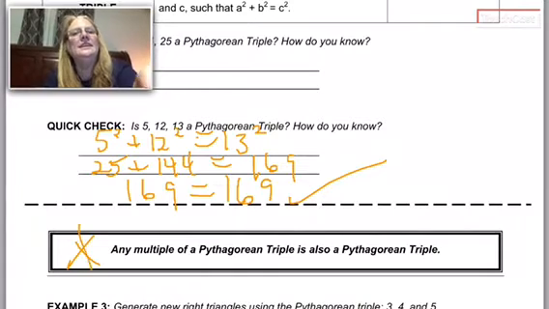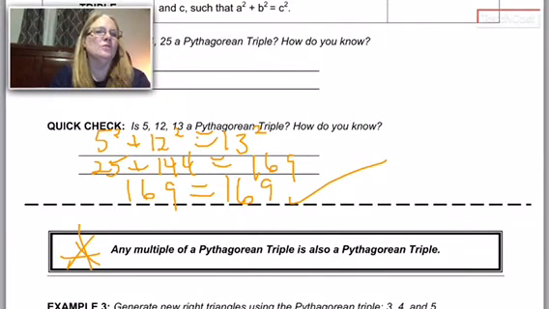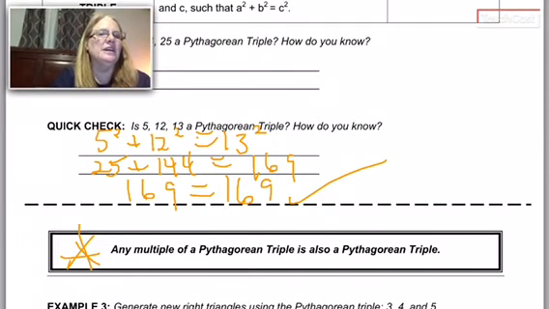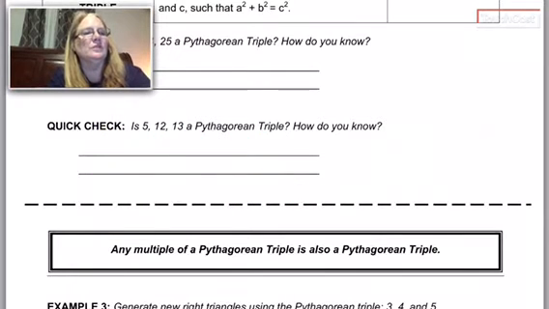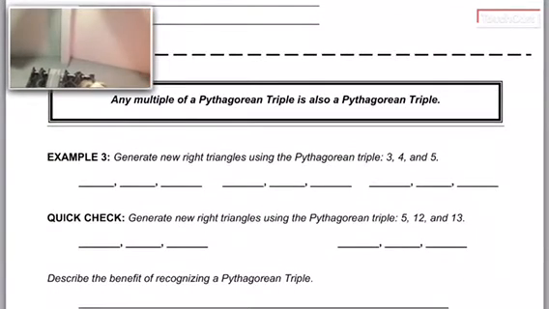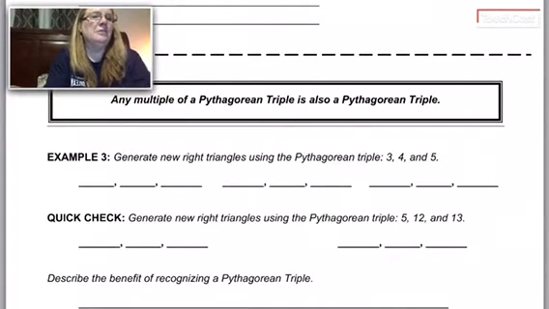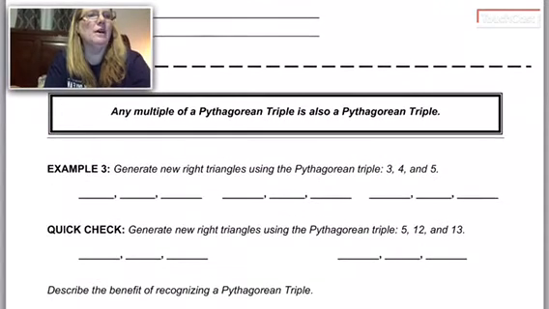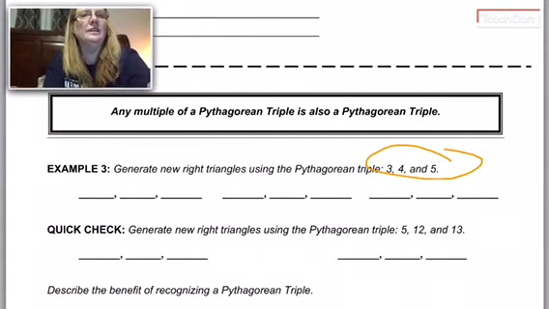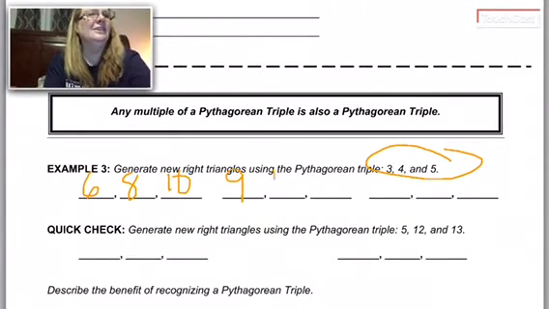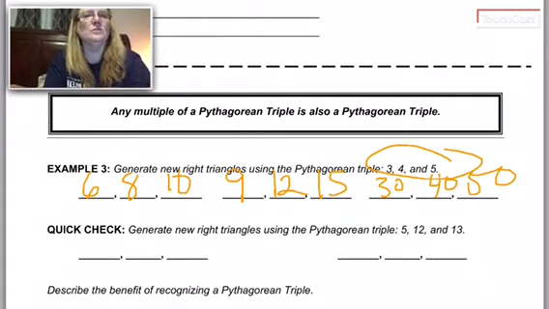And then any multiple of a Pythagorean triple is also a triple. So once you have a set of Pythagorean triples, you can find the multiples of those. So let's see what we mean. If we want to generate some new triangles using the 3, 4, 5, we'll multiply by 2 and get 6, 8, and 10. We can multiply by 3, and we get 9, 12, and 15, and so on. You can multiply by 10 and get 30, 40, and 50. Any multiple is a triple.